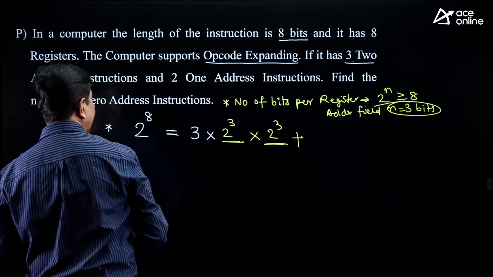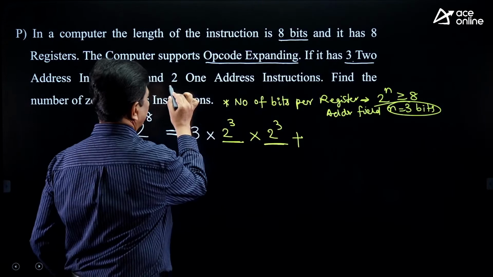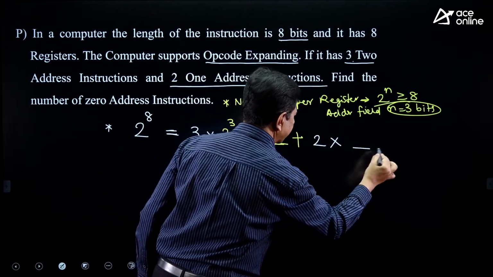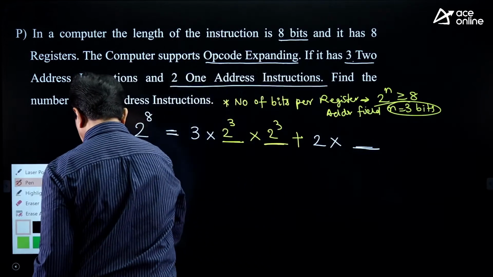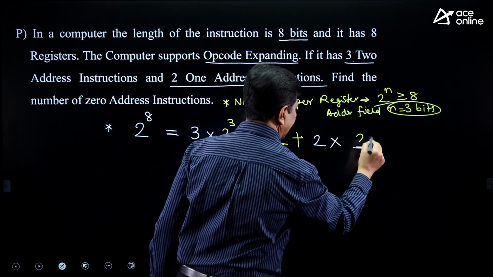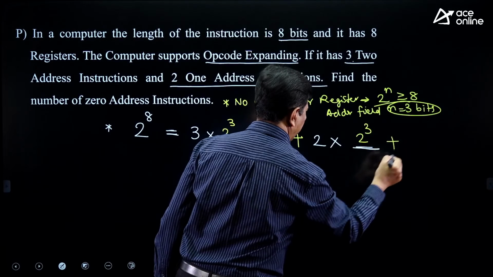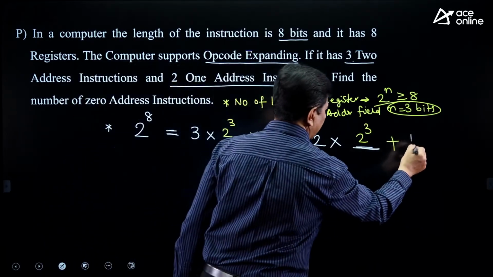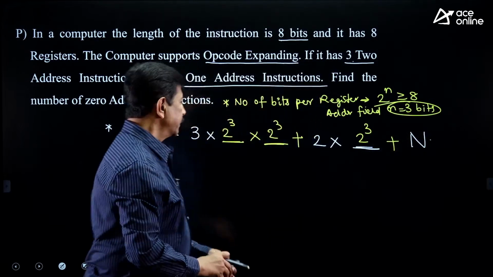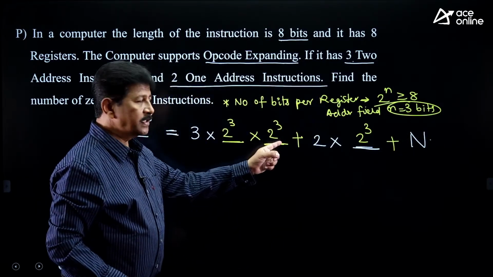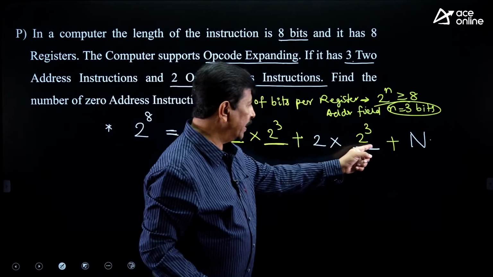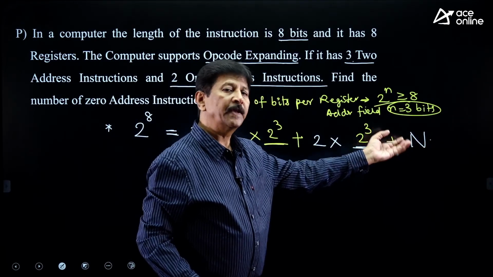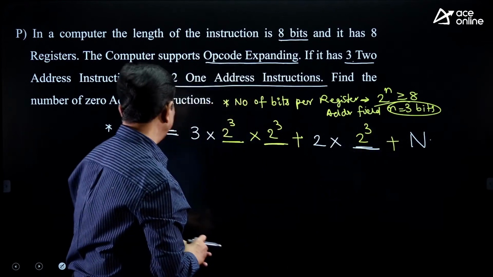Next, he told that there are two one address instructions. Two one address instructions, that is 2 into only one address. One address can take up how many possibilities? 2 power 3, plus the number of zero address instructions are n. So this is the total number of two address instructions, this is the total number of one address instructions, and this is zero address instructions. From this you can calculate the total number of zero address instructions.